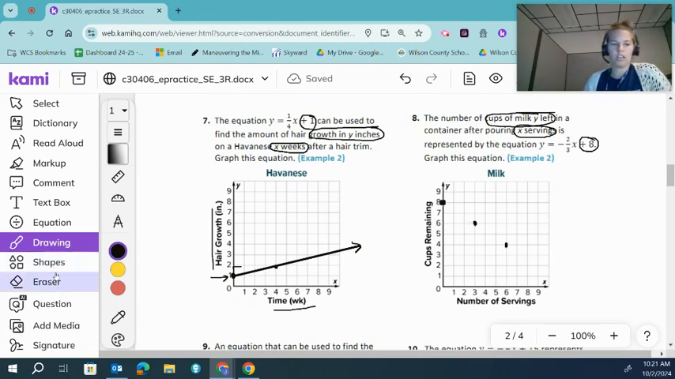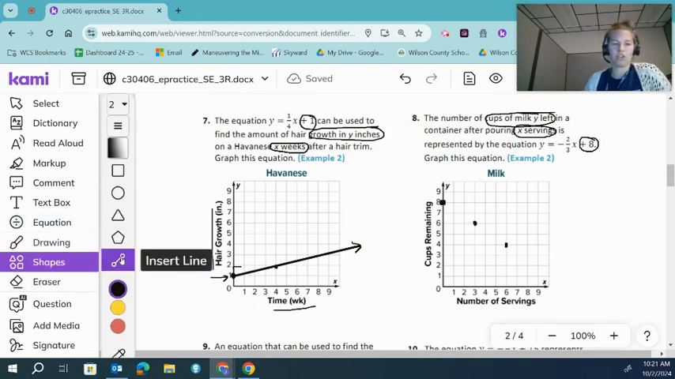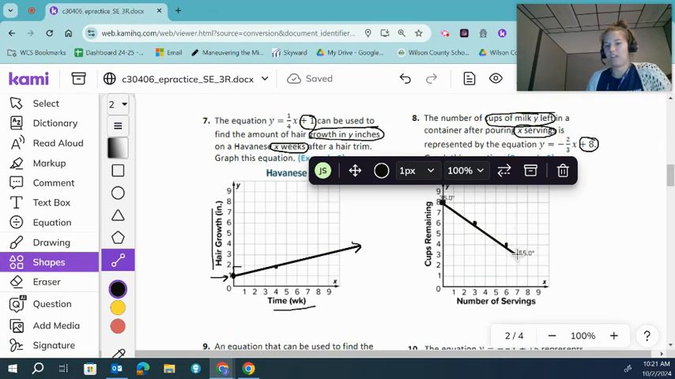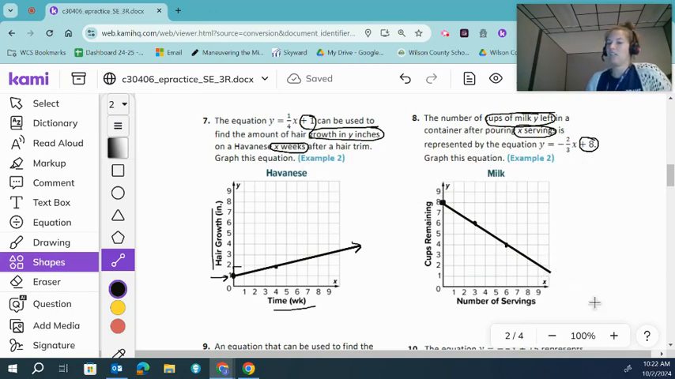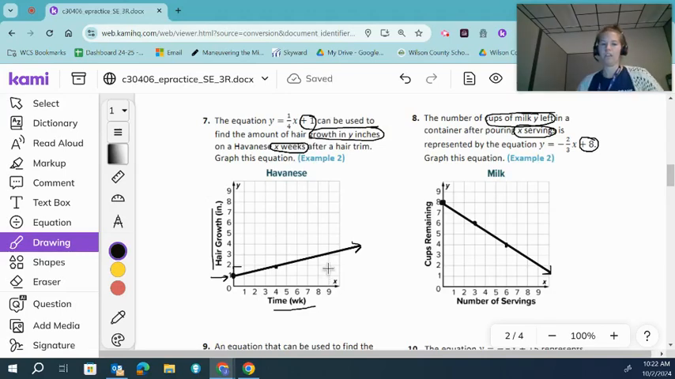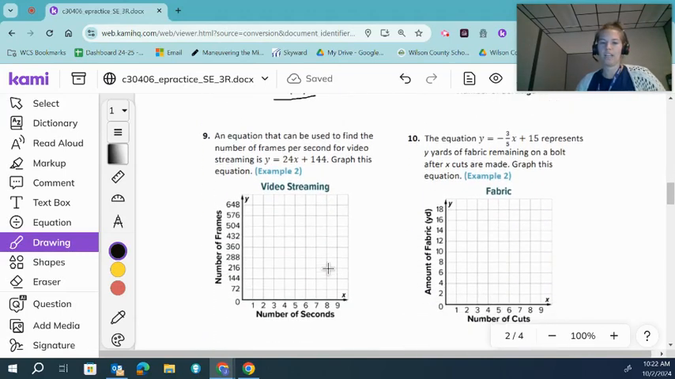So then we can go ahead and graph this line and it will continue. Obviously, in these situations, you're going to hit 0 and it doesn't necessarily make sense to continue on forever, right? Because you're not going to have negative cups of milk. So when you hit 0, that's where the end of the equation makes sense. All right, there are 2 more here for you to try to graph on your own.